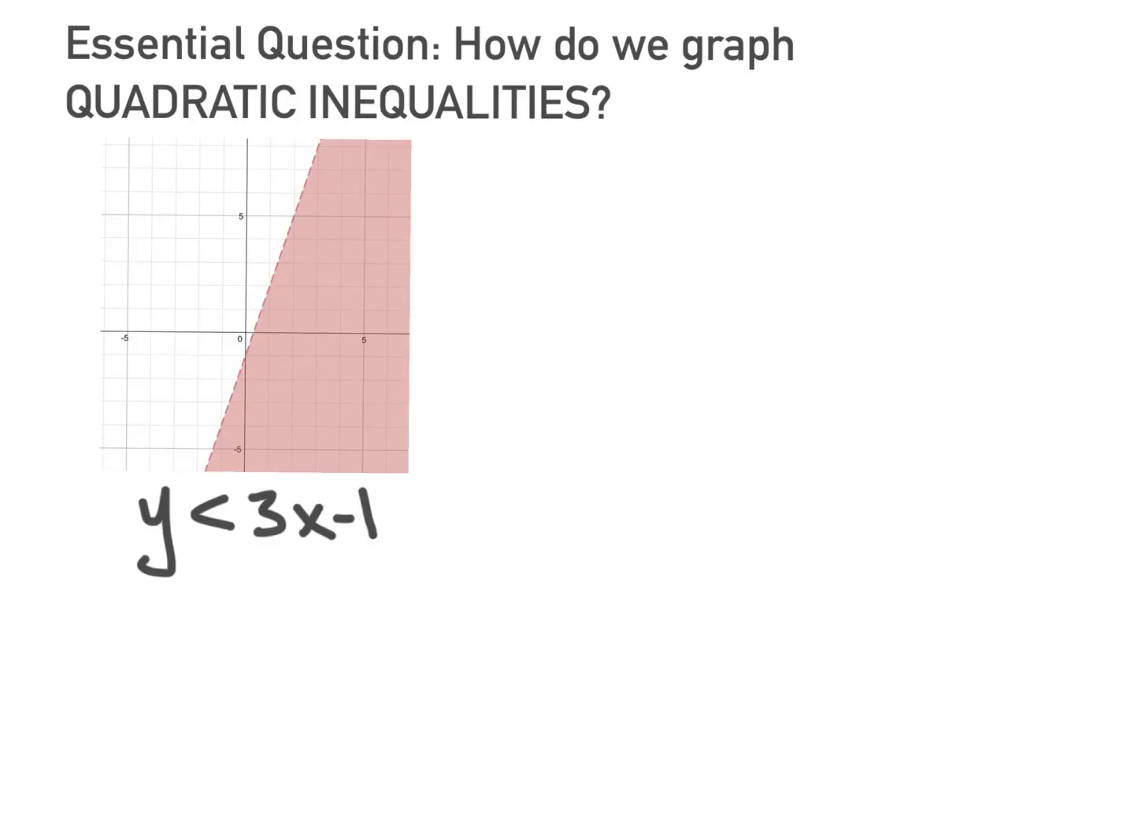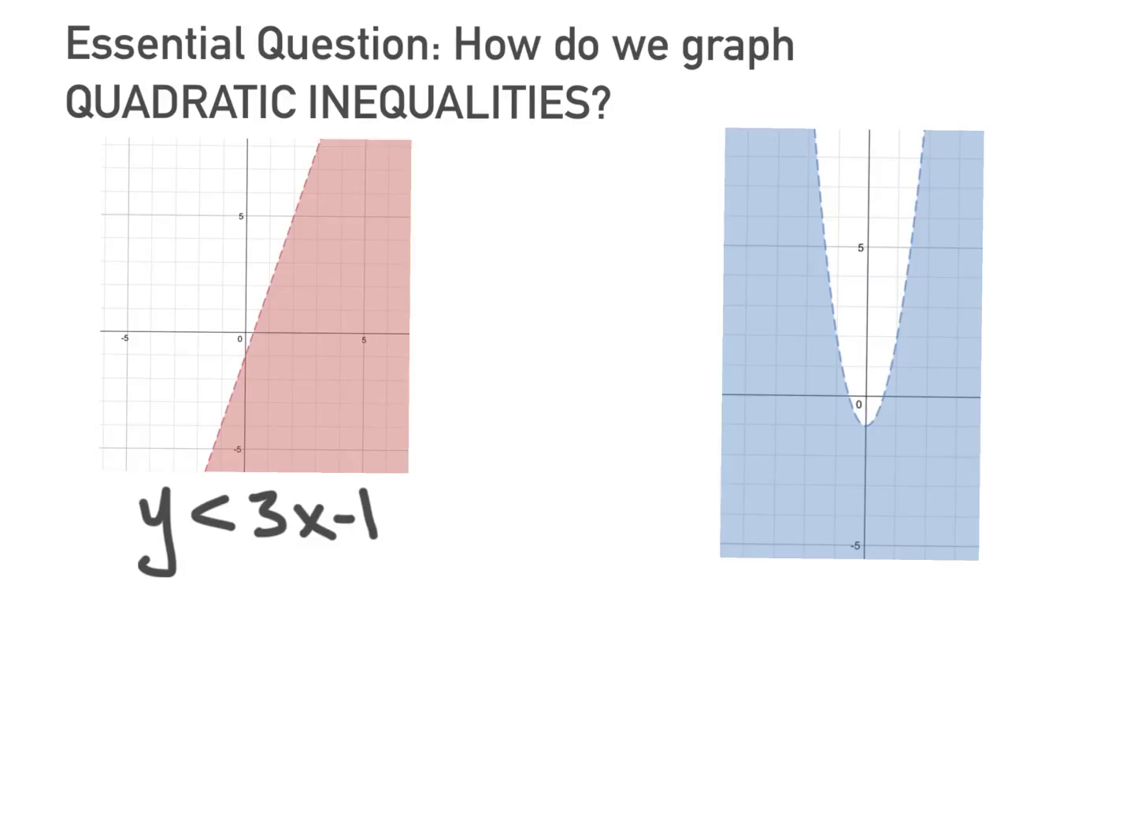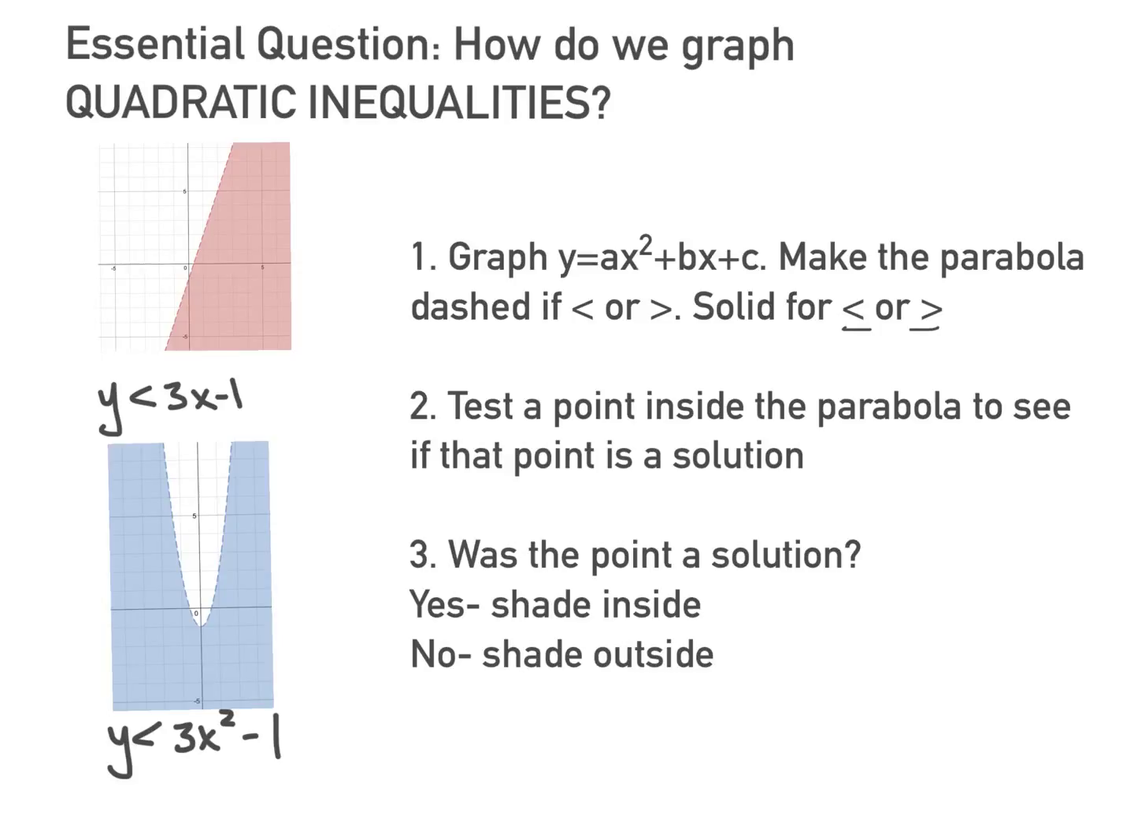Well, quadratic inequalities work the same way. The only difference is that now it's a quadratic that gets shaded above or below. You see, this inequality right here is y is less than 3x squared minus 1. All right, so how do we do it? We're going to do this in 3 steps.